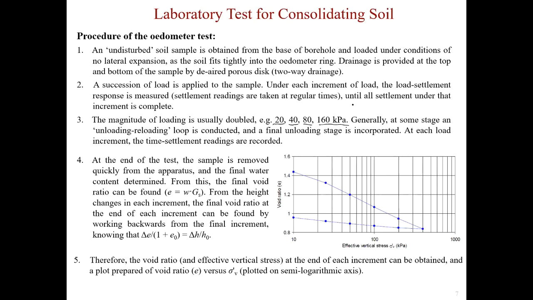For each load increment, we take the stable settlement, which means we apply the load and hold it for a while until there's no change in the dial gauge readings, and we take those readings as a record. Normally we double the loading each time, and sometimes we conduct an unloading and reloading loop with a final unloading stage. If we look at this chart, it's always the loading part. With the increase in the load, your effective vertical stress increases and your void ratio gradually decreases.